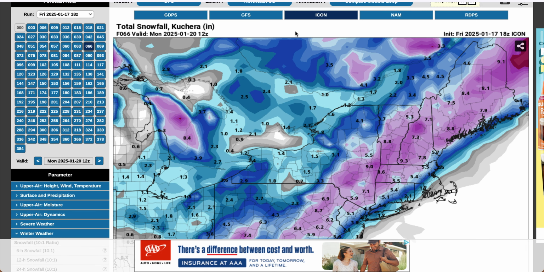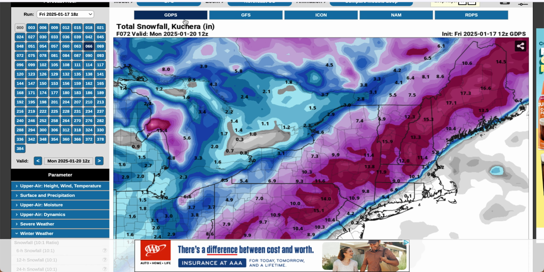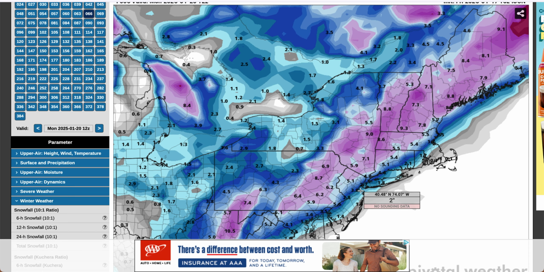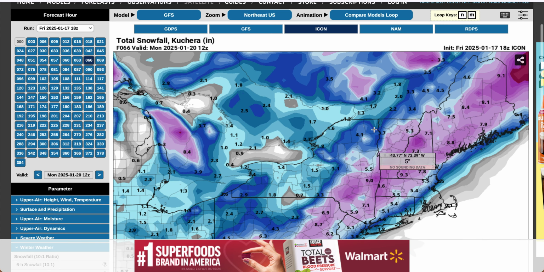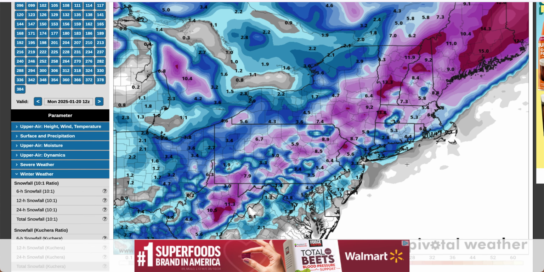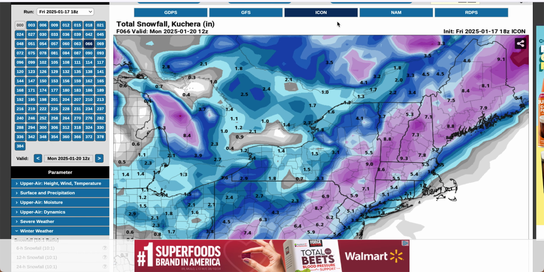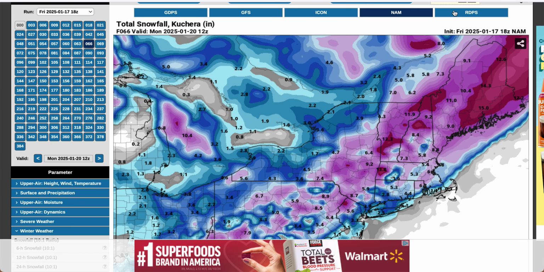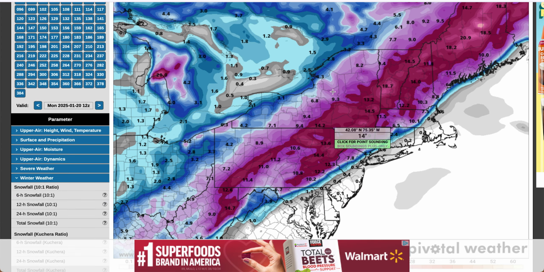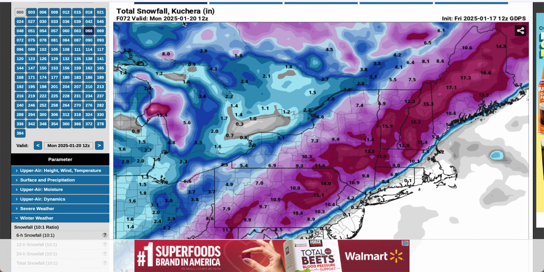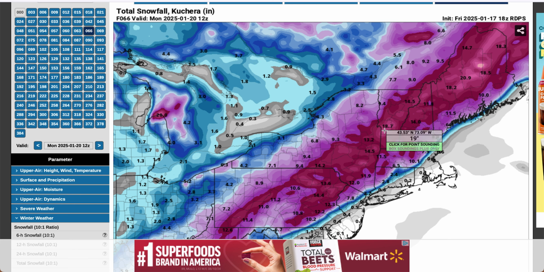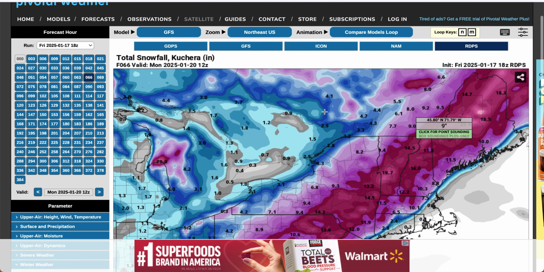The Icon is kind of a middle ground, I would say, in between the Canadian and the American, except it's a little bit weaker overall, saying maybe 2 to 4 inches at I-95, and then northwest maybe 6 to 8 inches. The NAM, honestly, I don't really like what it's showing with the snowfall forecast, but it's kind of similar to the Icon, if not a little bit more northwest. The RDPS is basically in line with the global version, except maybe a little bit heavier, but that's just due to the high resolution of the model.